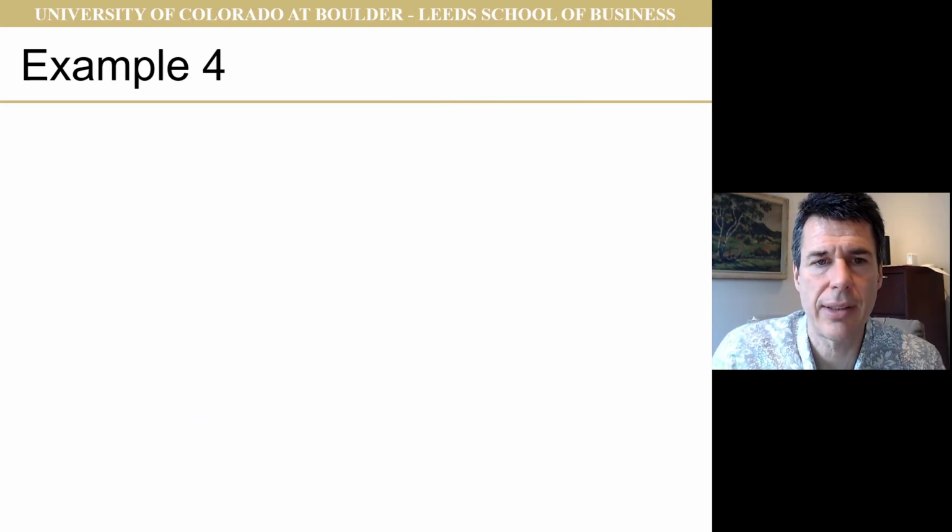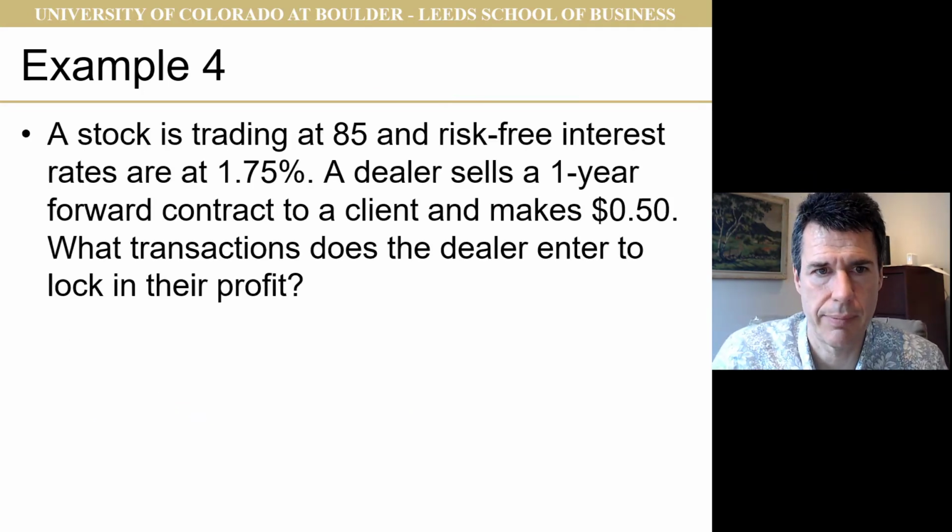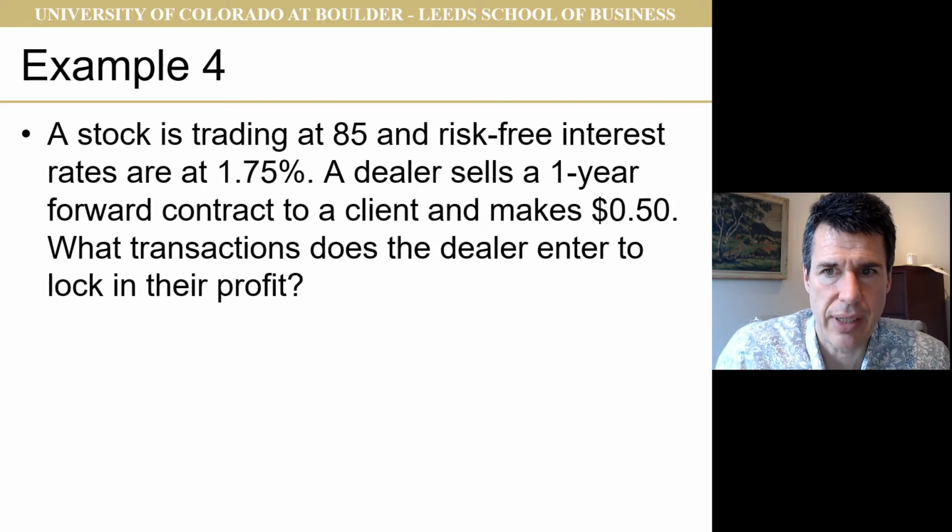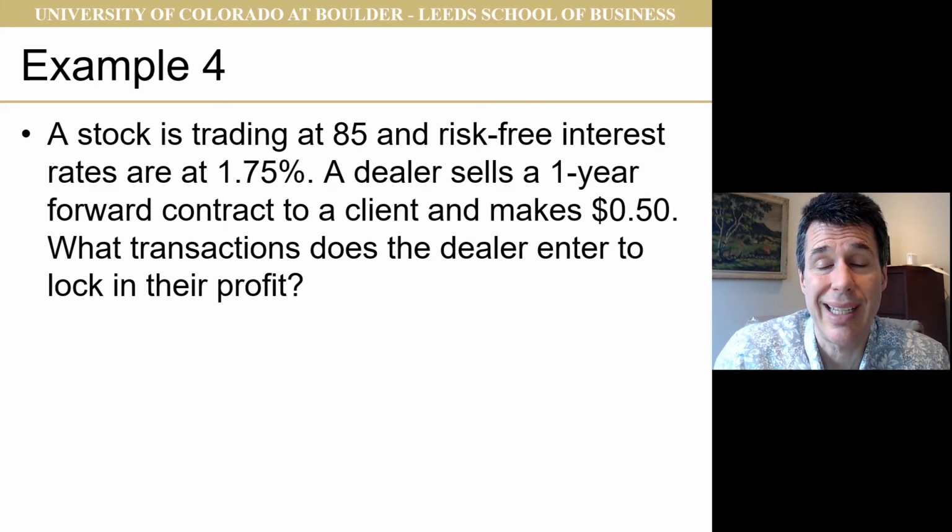Now for our last example where we pull all of this together. A stock is trading at 85 and risk-free interest rates are 1.75%. A dealer sells a 1-year forward contract to a client and makes 50 cents up front. Now remember, in the previous example, no money changed hands, right? These were zero cost transactions. So the dealer is making 50 cents, but it's not like he has 50 cents in his pocket. He's got to earn that 50 cents. So what transactions does the dealer enter into to lock in their profit?